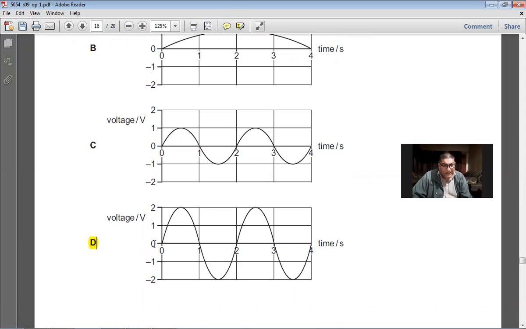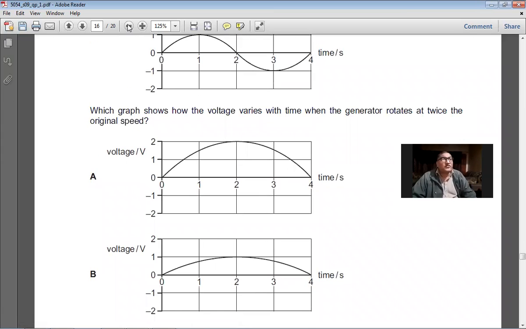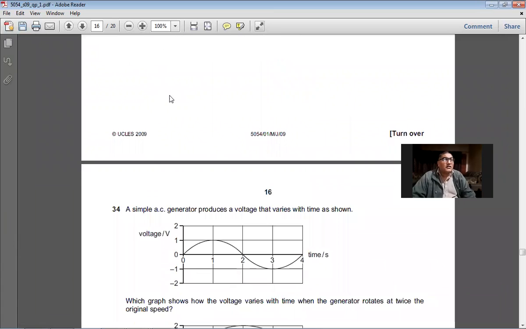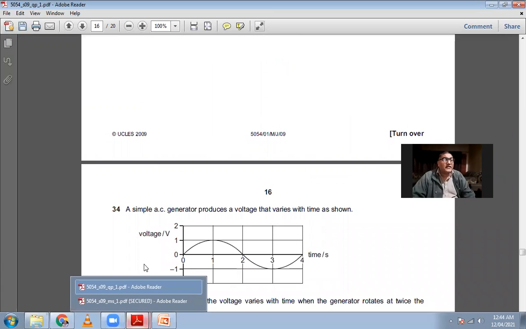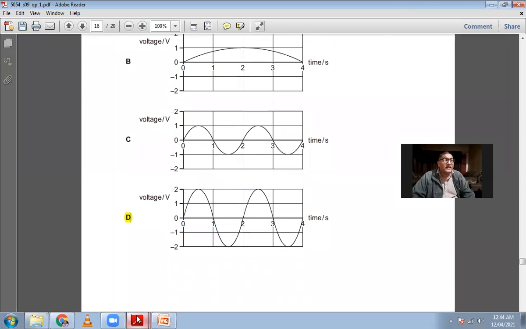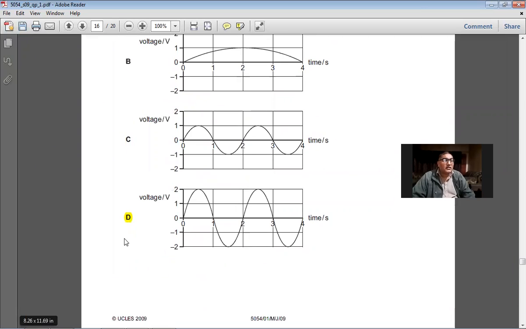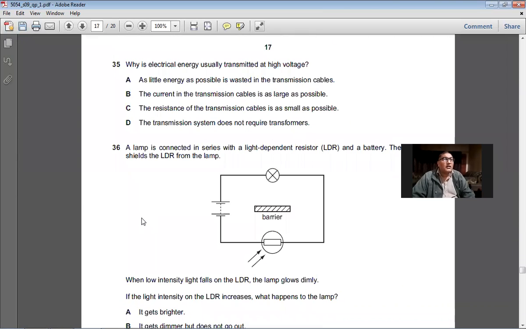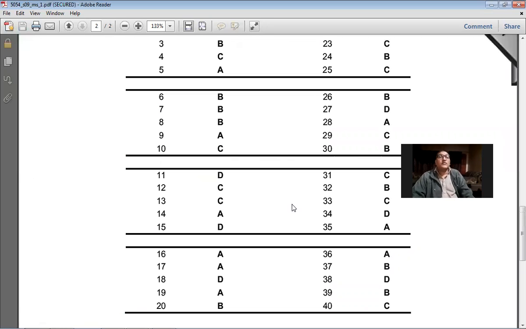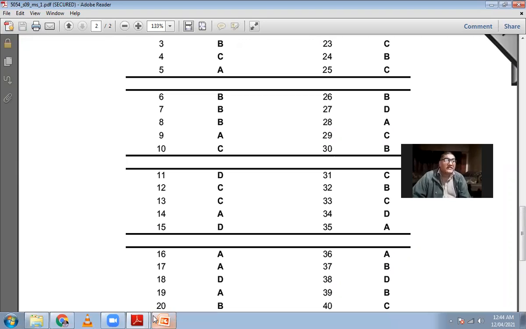The amplitude has become double in the same place. Now there are 2 waves shown. So that's true. So I think D is the right option, sir. Question number 34, D is the right answer.